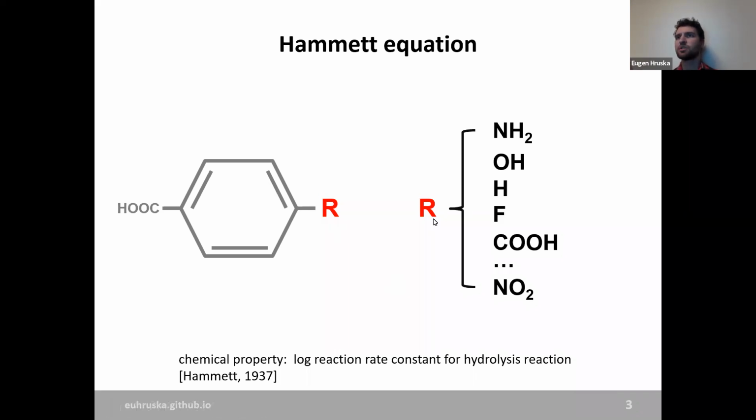It can be just one atom, like hydrogen, or two atoms, OH, or three atoms, or four atoms. Generally, it's just a functional group, and we replace it and see what the experimental value for this chemical property is, and that would be the Hammett equation. It turns out that you can do a linear regression here and explain chemistry in that sense.